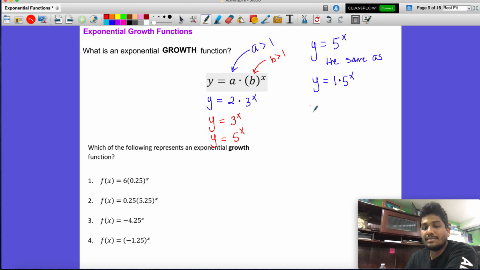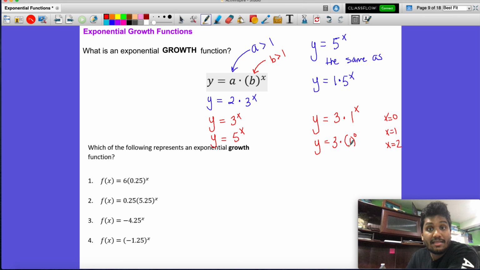The reason being is because let's take a look at something that is not greater than 1, or equal to 1. So let's say we have 3 times 1 to the x, and we want to know when x is equal to 0, x is equal to 1, x is equal to 2. If I did this here, we would have 3 times 1 to the 0. Well, we know that anything raised to the 0th power is just 1. So this whole thing is 1, and 1 times 3 is 3, which gives us 3.